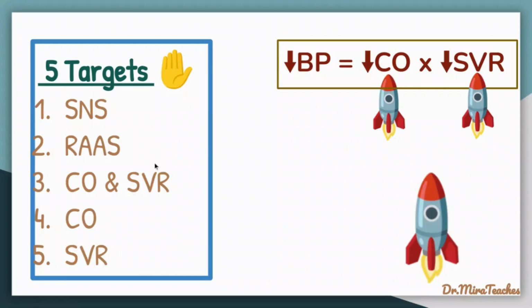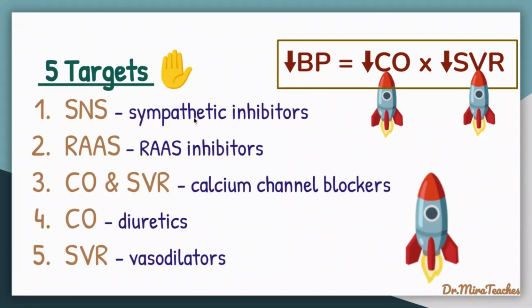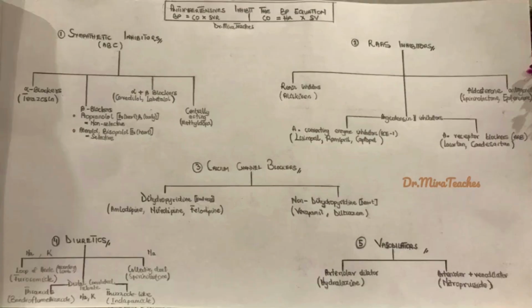So these are the medications that act on these five targets. We have sympathetic inhibitors, RAS inhibitors, and calcium channel blockers. You see that they are neither sympathetic inhibitors nor RAS inhibitors, but they can block both the cardiac output and systemic vascular resistance to help bring down BP. Then we have diuretics, which target cardiac output, and vasodilators, which target systemic vascular resistance. So we've seen five targets. Let's look at medications under these five targets.